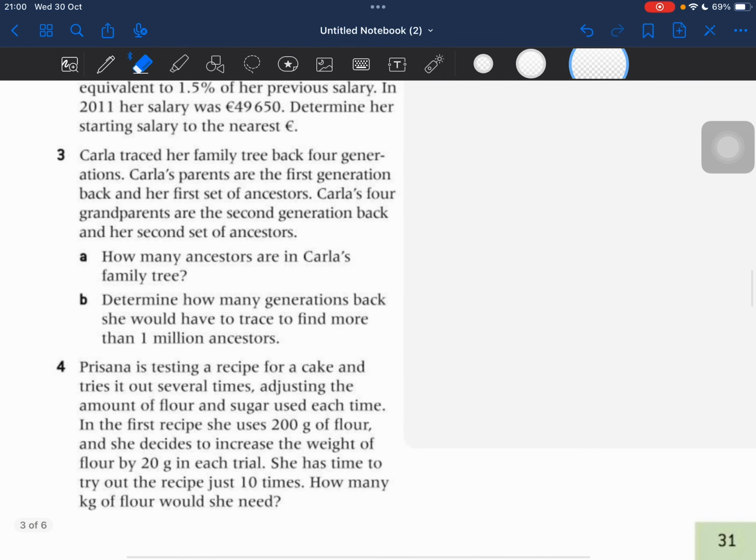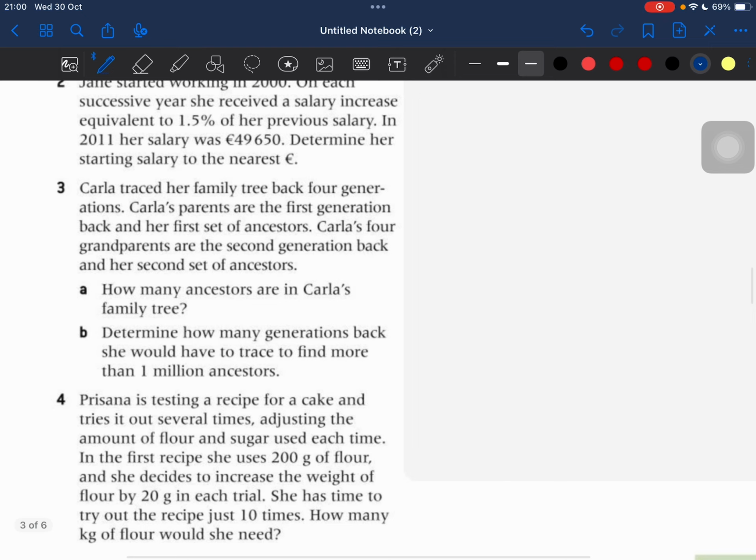Testing a recipe for a cake. She tries it out several times, adjusting the amount of flour and sugar. So the first recipe, she used 200 grams of flour. Then she increases the weight of flour by 20 grams each time. So second, 220, third 240, and so on.